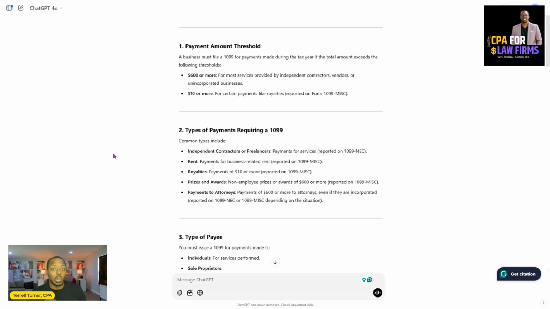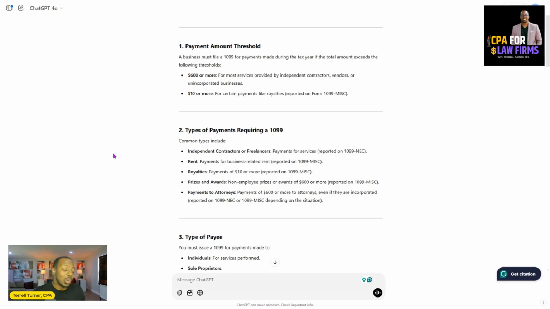Rent is also going to be one where we need to file a 1099. And then royalties, as we mentioned earlier, with the threshold. Let's say you're a franchise company and you pay royalties to the big franchisor, or let's say you're reselling someone's copyright material, you're reselling training programs and you need to pay royalty fees back to the original creator, those types of things will be involved.